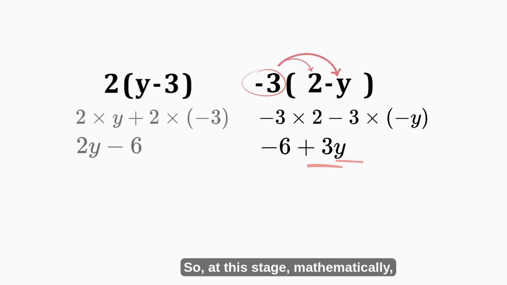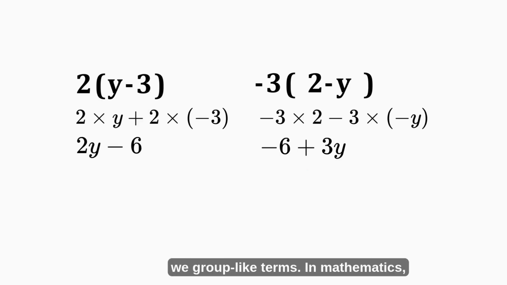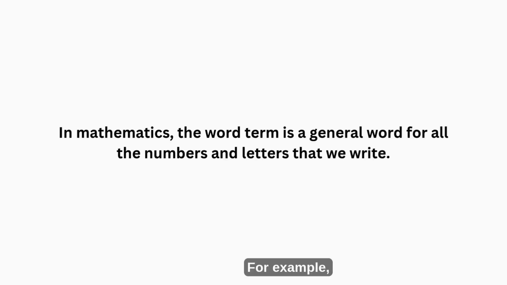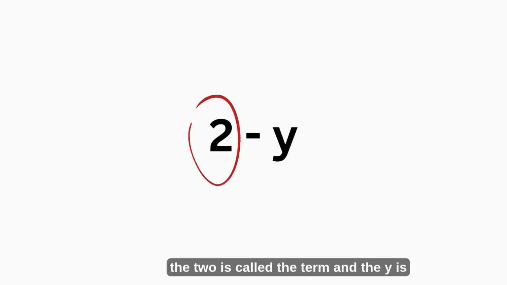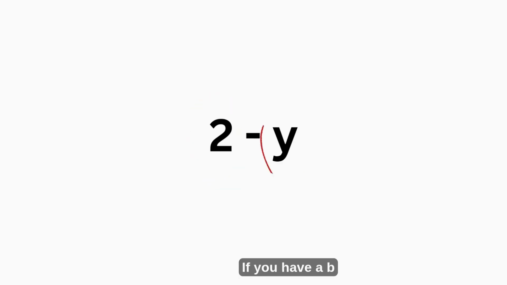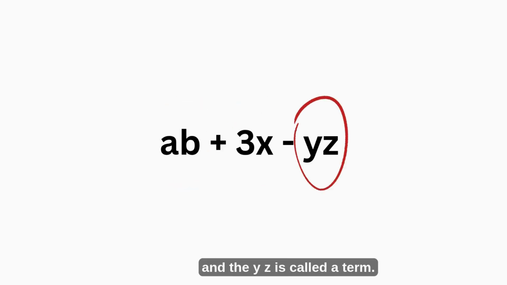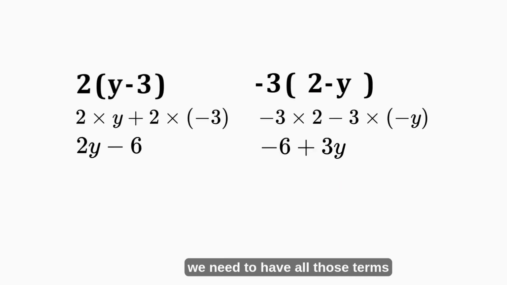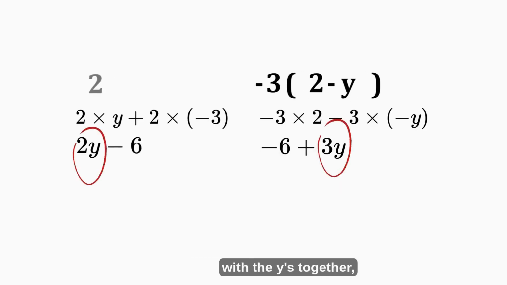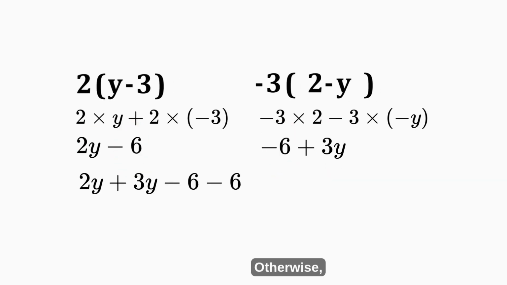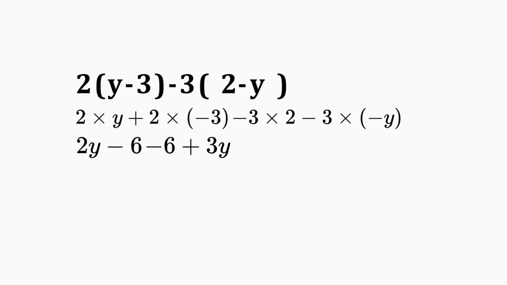So at this stage, mathematically, what we need to do is group like terms. In mathematics, the word term is a general word for all the numbers and letters that we write. For example, if you have 2 minus y, the 2 is called a term and the y is called a term. If you have ab plus 3x minus yz, the ab is called a term, the 3x is called a term, and the yz is called a term. I digress. To continue, we need to have all those terms with the y's together and all those terms that are just numbers together. The last part is just rearrangement. Otherwise, the question was basically finished the moment we completed the distribution. Here's a quick flow of the solution.